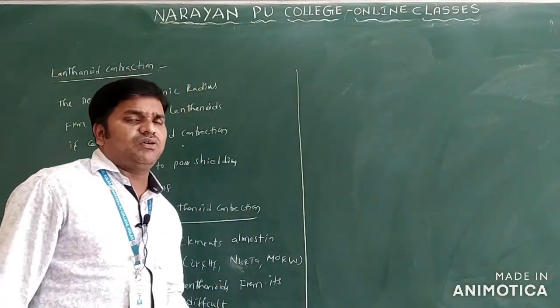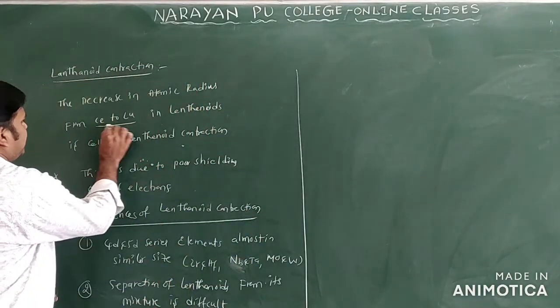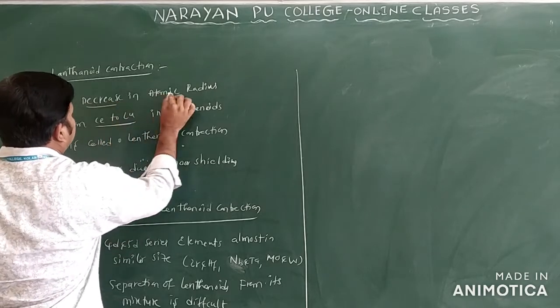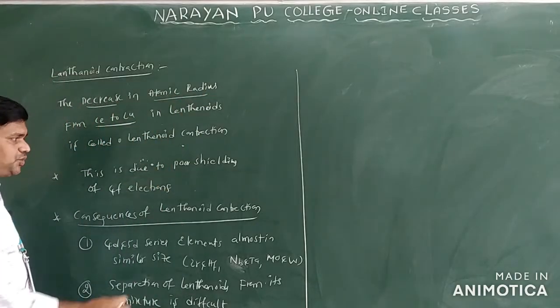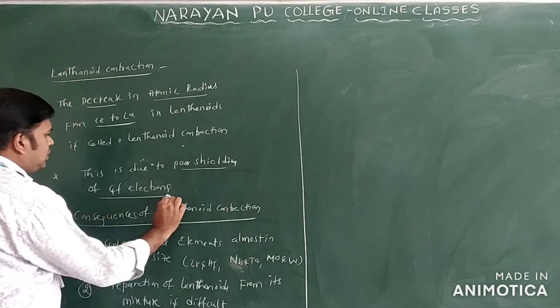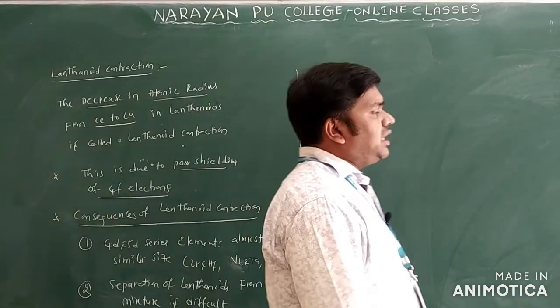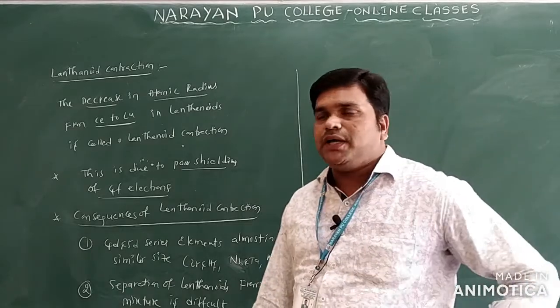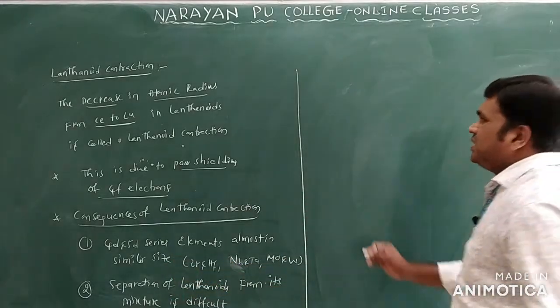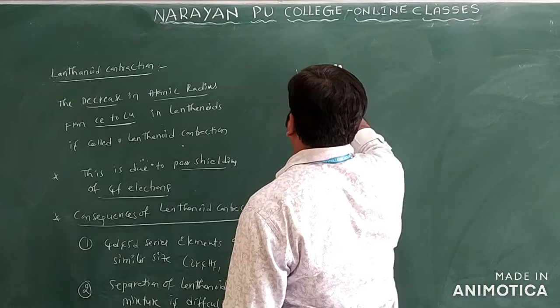In the exam they ask what is the lanthanoid contraction. You will see from cerium to lutetium there is a decrease in atomic radius, mainly due to the poor shielding of 4f electrons. So this is about the change in atomic radius of the transition elements. Once again, let us look at the shielding effect, or the nuclear charge.